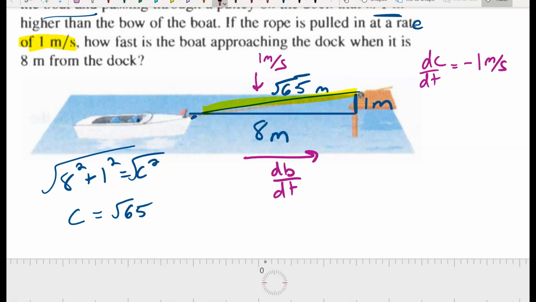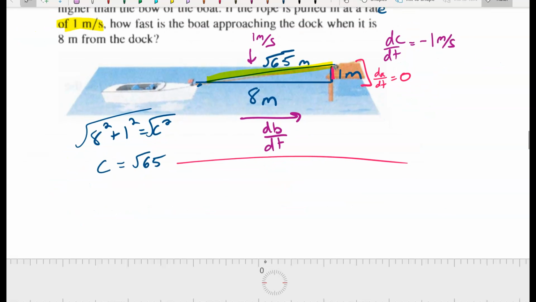Now, there's some other information they actually give you here. Regardless of how close the boat gets to the dock, this distance isn't going to change. So this is always going to be 1 meter. So the rate of change here, dA/dt, should be 0 because that side isn't changing at all.